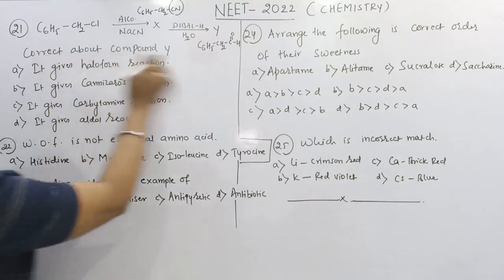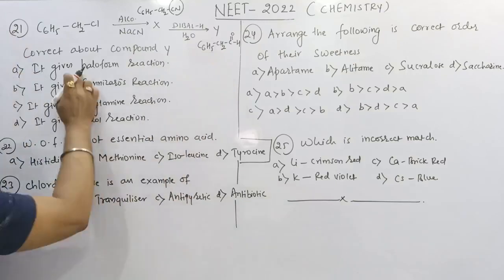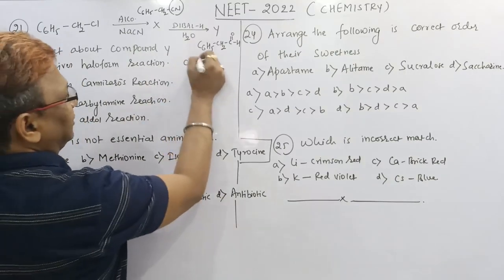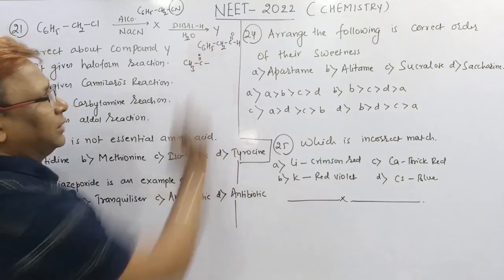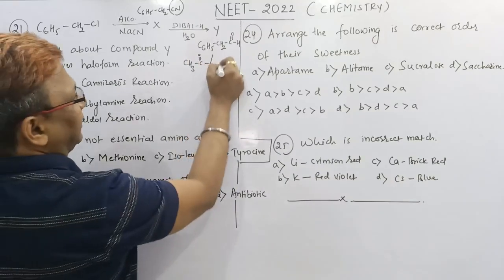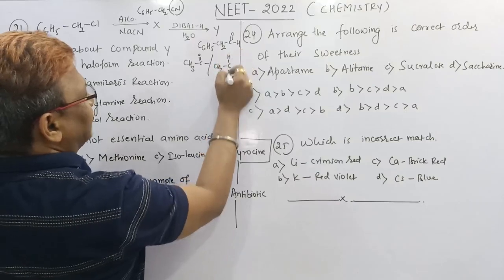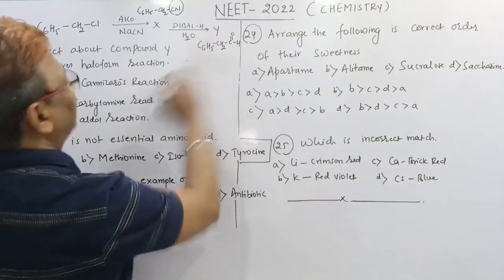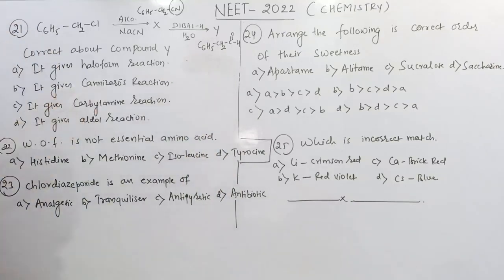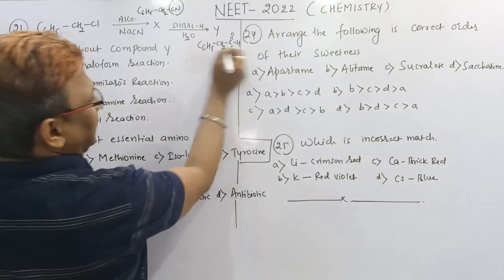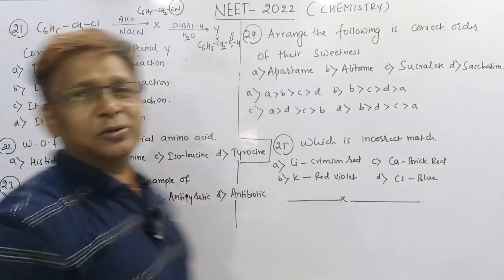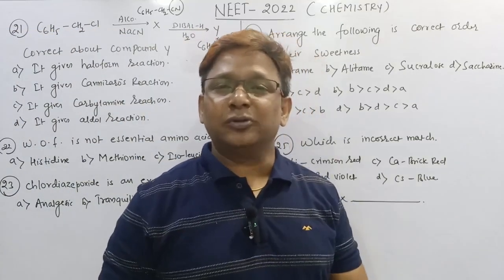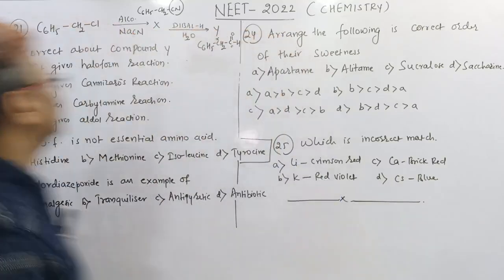What is the correct statement about Y? Does it give haloform? No. For haloform you should have a methyl ketonic group, which we don't have, or a CH3CHOH group, which is also not there. So it does not show any haloform. Does it give Cannizzaro's? No beta. It is an aldehyde whose alpha carbon has alpha hydrogen, so it cannot show Cannizzaro's, but it will show the aldol.